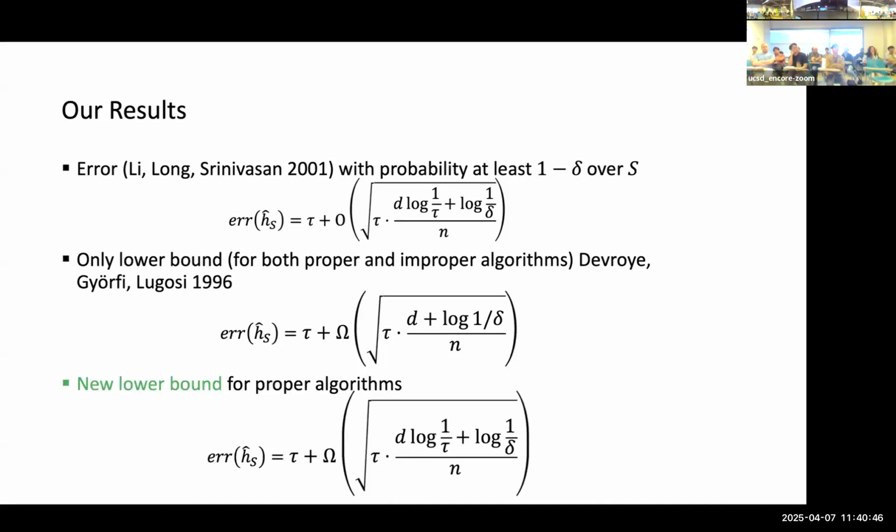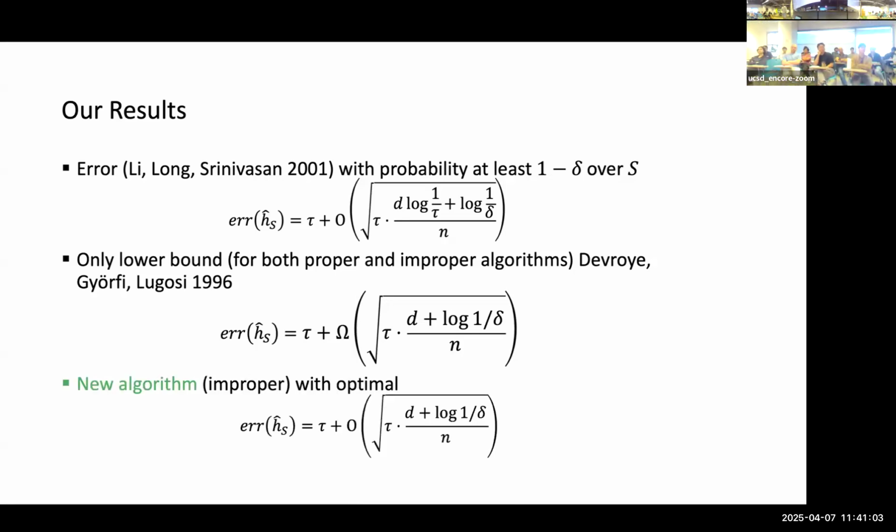One of them is showing that for any proper learning algorithm, so again, if you insist on outputting something from the hypothesis class, not doing a majority vote or something, then you have to pay this log 1 over tau. It is there. So you cannot do better than ERM as a strategy.